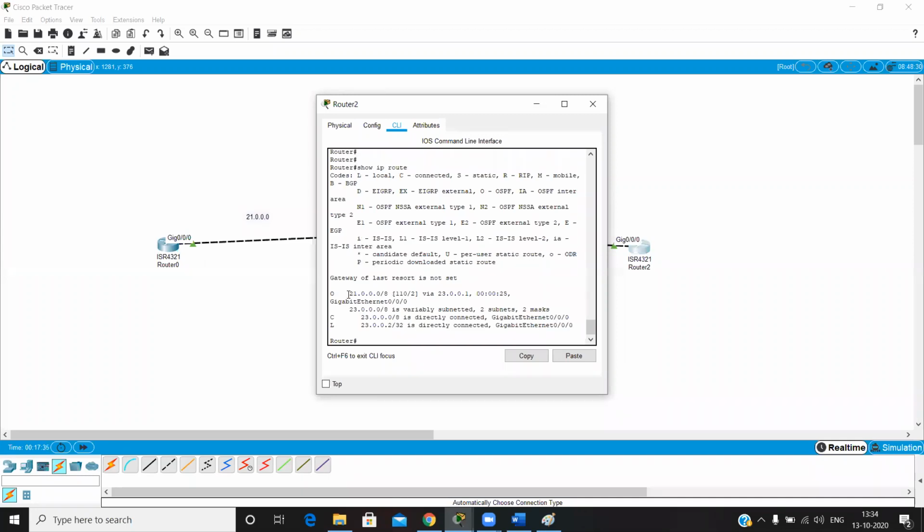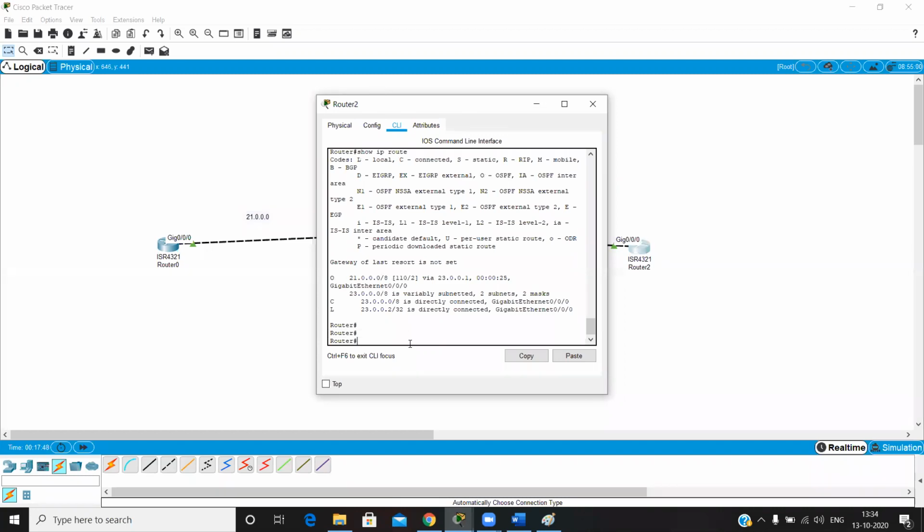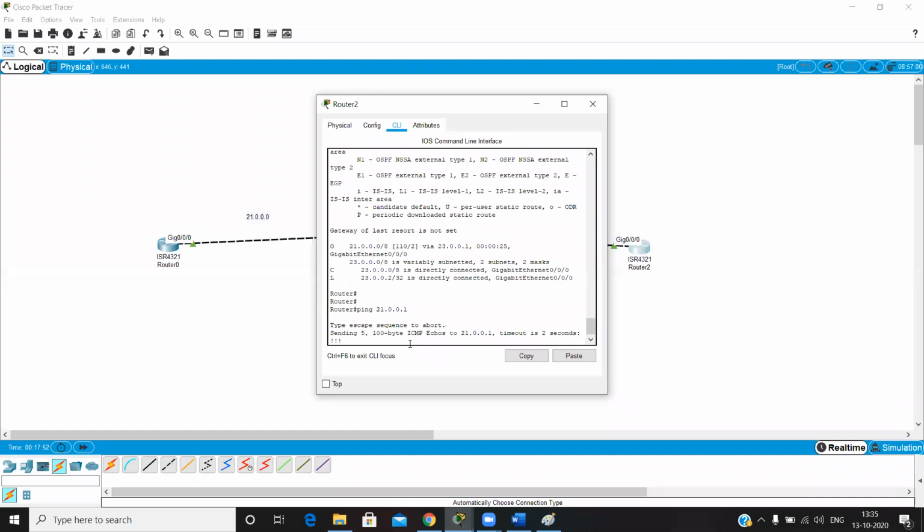See here, now the 21 network is up by using OSPF. O means OSPF, 110 is the AD value and 2 is the metric. If you want to ping 21.0.0.1, then the ping is successful.